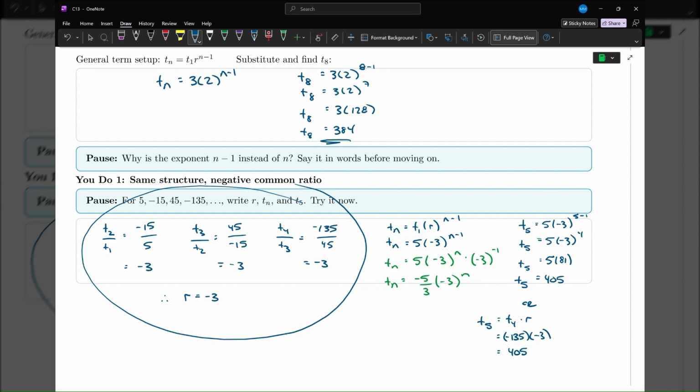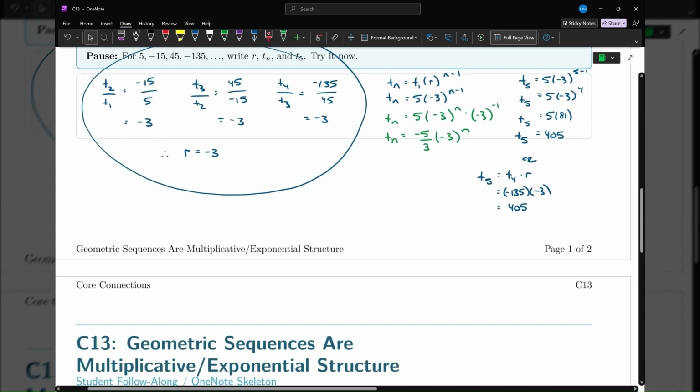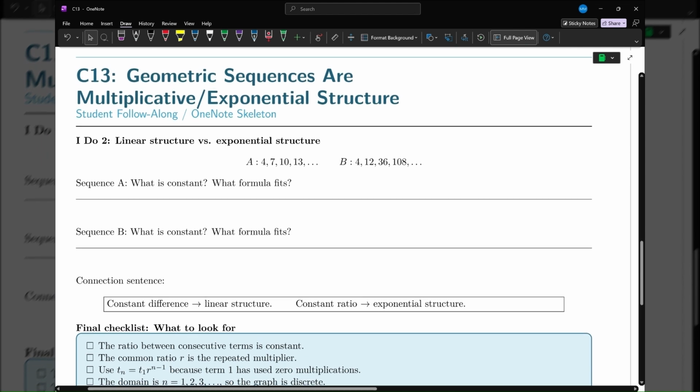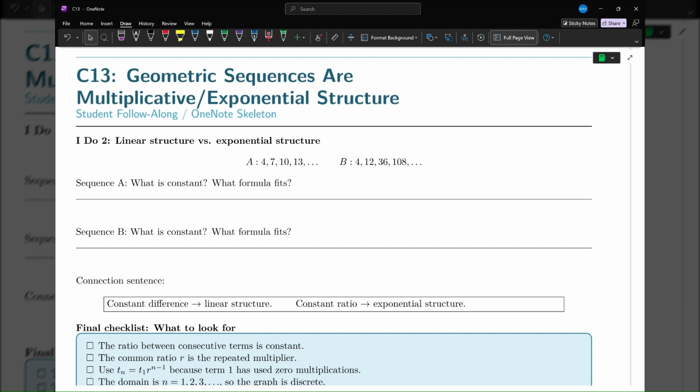Let's move on to the final question here, which is I do 2. So mine is comparing the two, linear versus the exponential structure. So I have two sequences. A is 4, 7, 10, 13. B is 4, 12, 36, 108. So for sequence A, we're asking ourselves, what's constant, what fits, and the same thing for B.